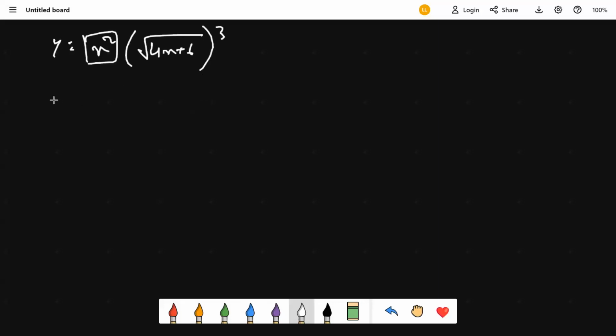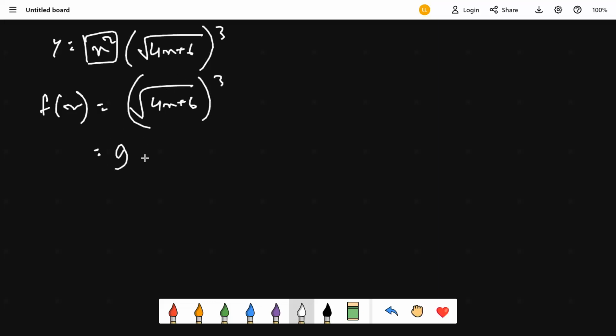Let's forget this part at first. Let's consider our f of x as, let's say, root over 4x plus 6 whole cube. Okay, let's consider this at first. So that means we have g of x as what? This whole, which is 4x plus 6, writing that root over as power of half and multiply it with 3. We get what? That's how we represent that root, isn't it?